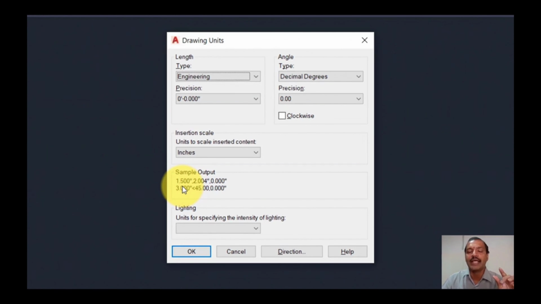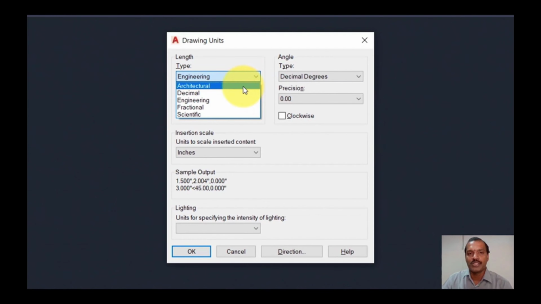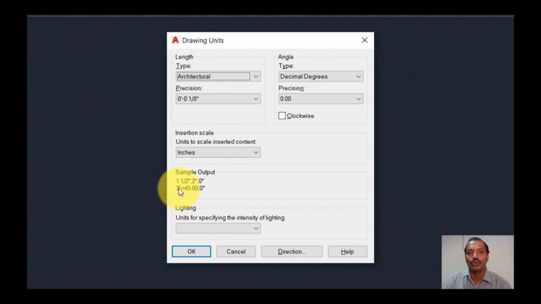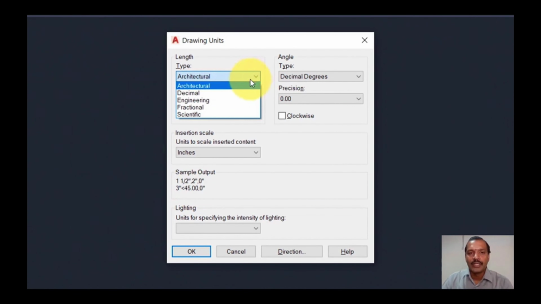The fraction will be represented by numbers, and the same fraction will be represented in a fraction format in what is called architectural. You can see here, once I choose architectural, the sample output is 1.5 inches, and the 0.5 value is represented as 1/2 in fractional format. So engineering and architectural, both may be used by civil engineers.